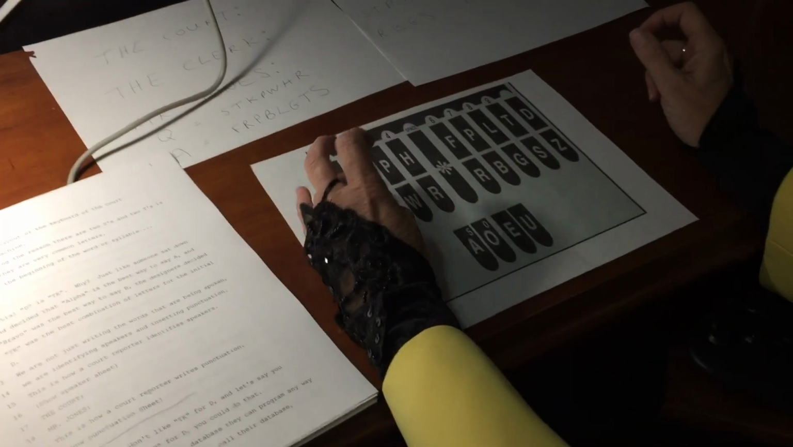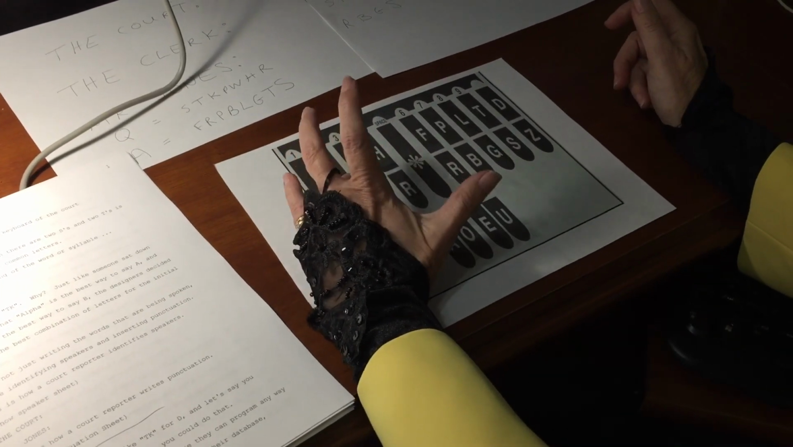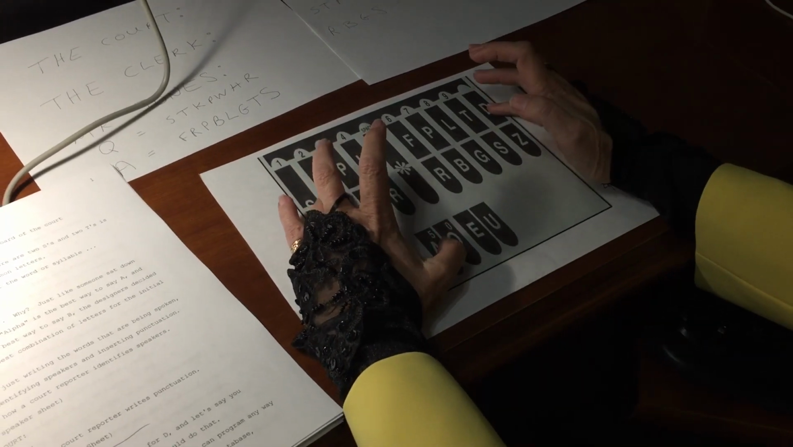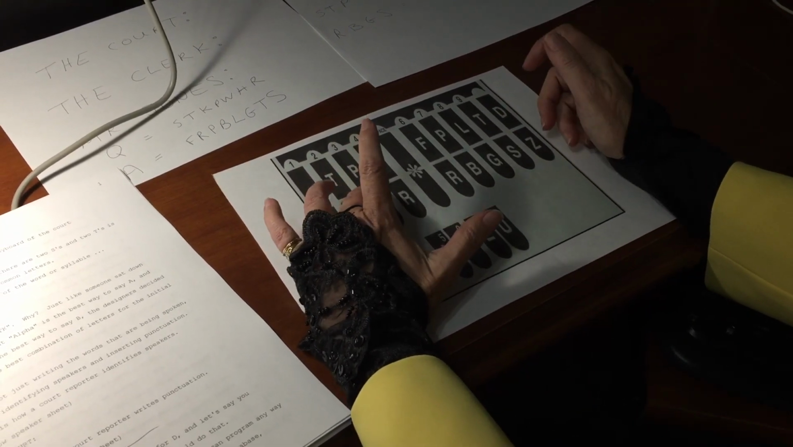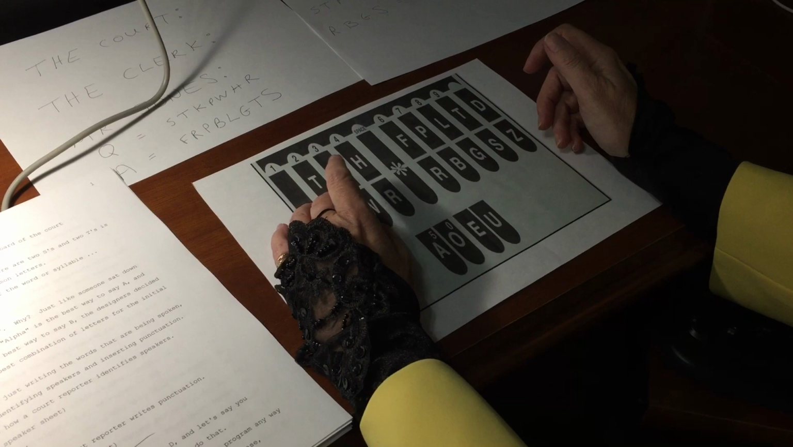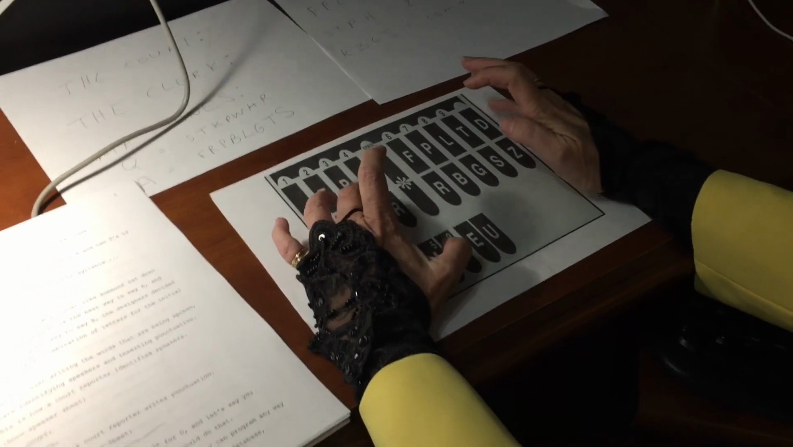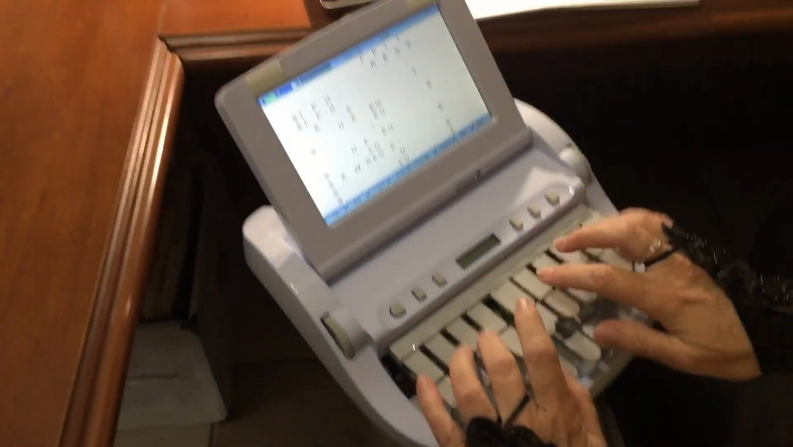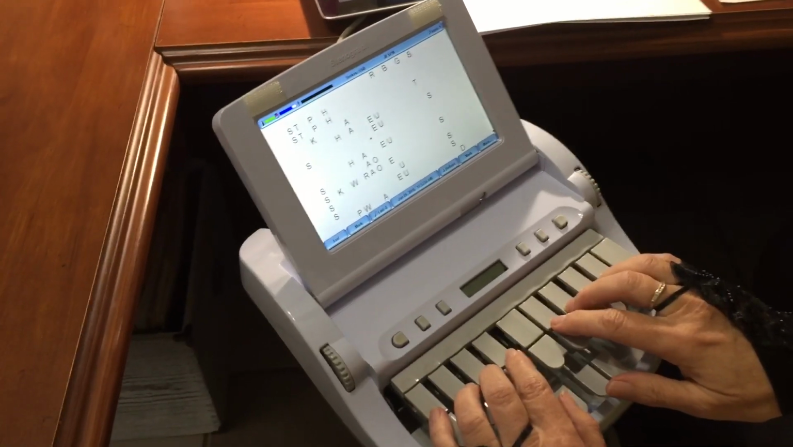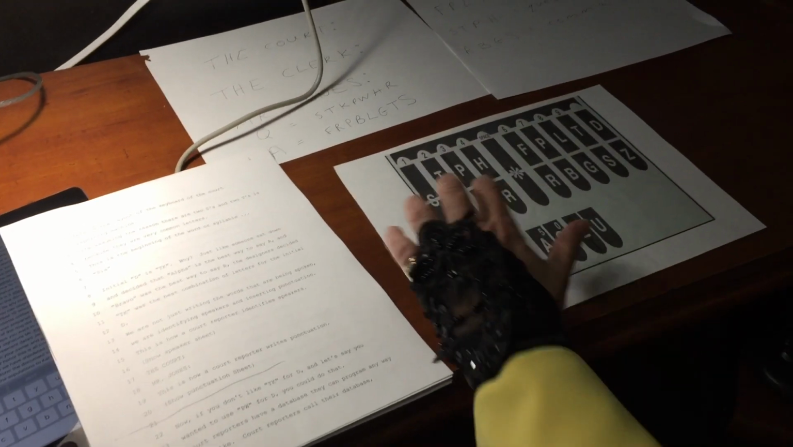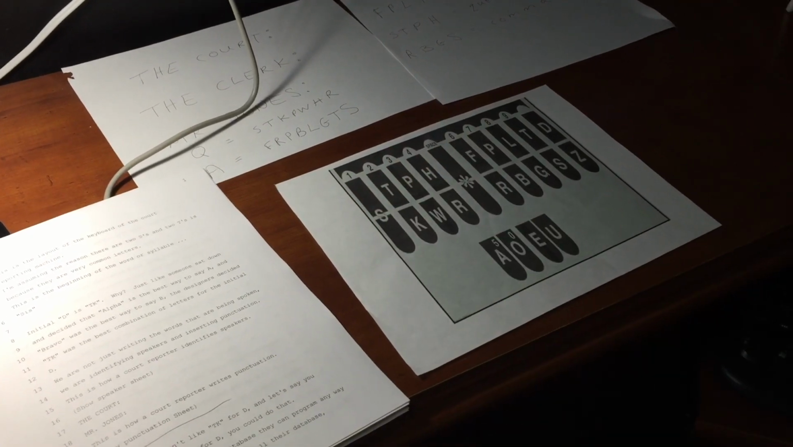Now TK is the beginning D sound in the word. So if you wanted to write "dad," you write T-K-A-D, "dad." Or PW is the B sound. If you wanted to write "bad," P-W-A-D, "bad." Like this. Bad or dad.